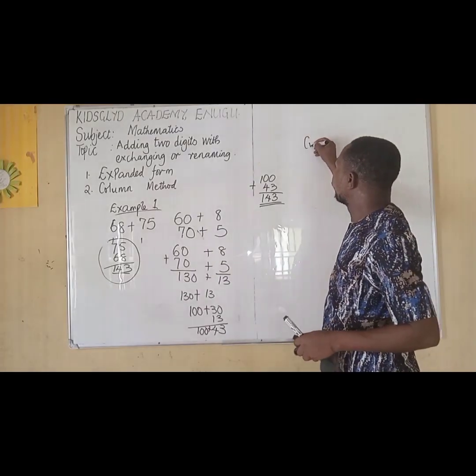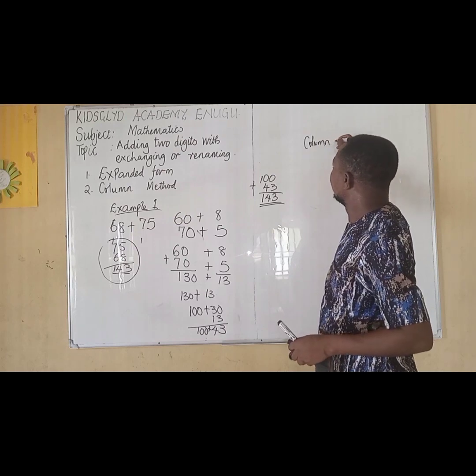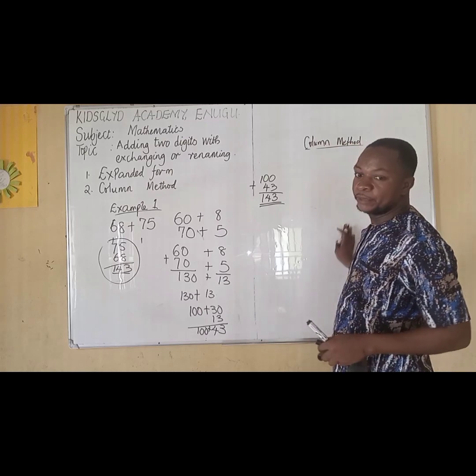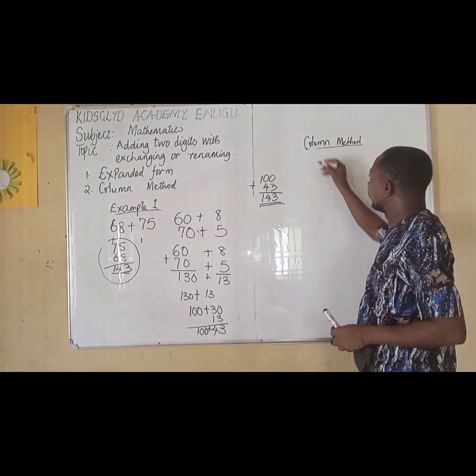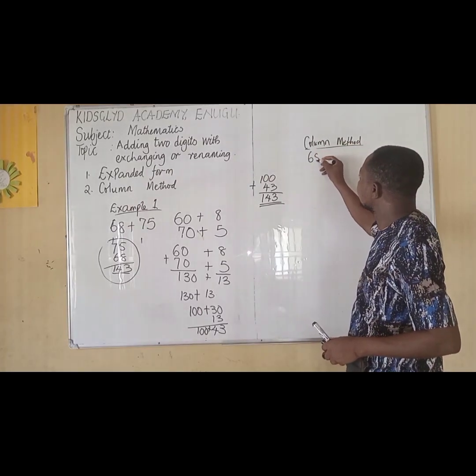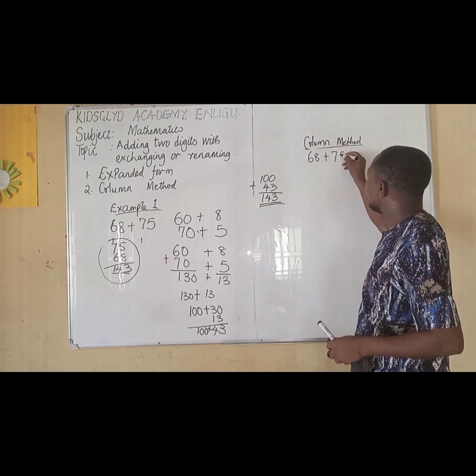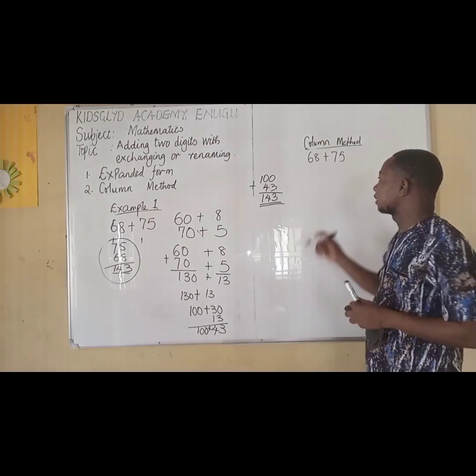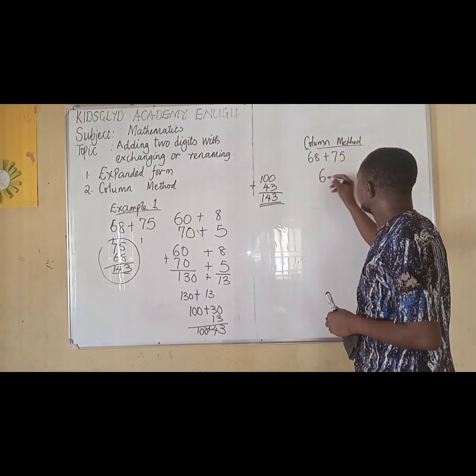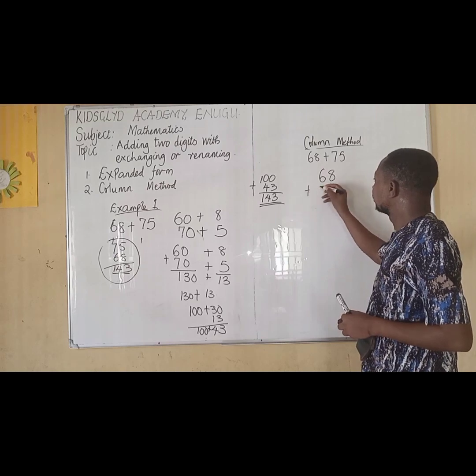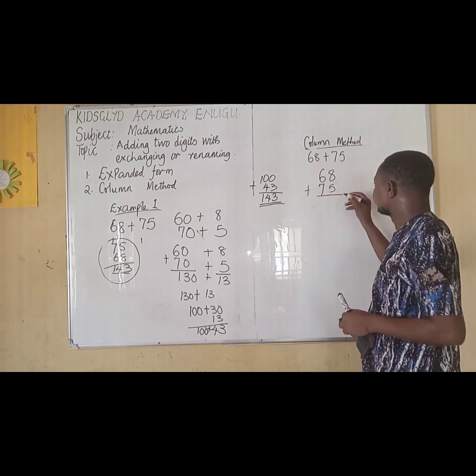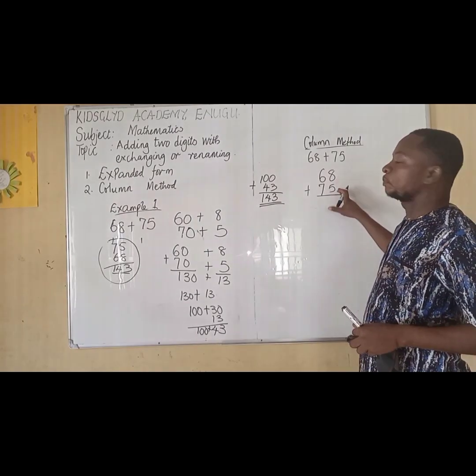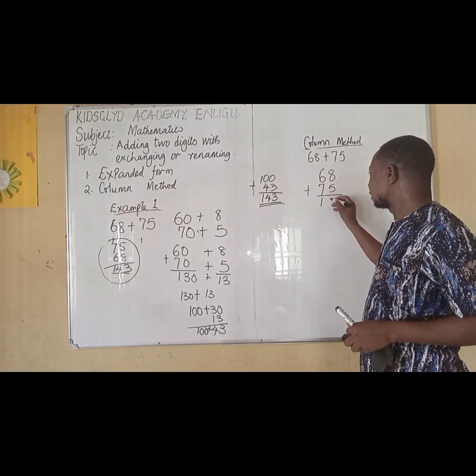Let's look at the column form of solving this same question, the column method. In the column method, we have 68 plus 75. It's still the same numbers. Using different methods, but we'll still arrive at the same answer. If we have this, we say, okay, 68 plus 75. It's almost the same like this, but it is longer. Now you say, okay, 8 plus 5 gives us 13. You write your 13 here.